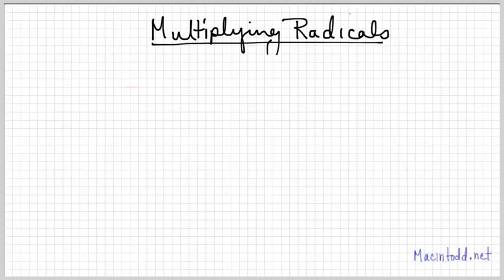Alright, this is a quick lesson on multiplying radicals. To multiply radicals, the only thing that matters is they have to be the same index.